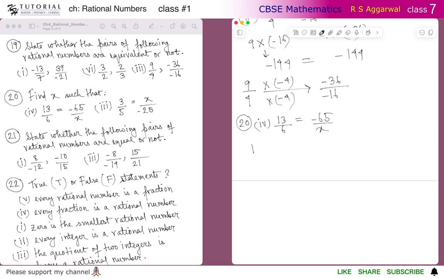So we must have 13 into x equals minus 65 multiplied by 6. This implies x will be equal to minus 65 multiplied by 6 divided by 13. And so we can cancel 13 and 65 with minus 5. So this is minus 30. So x is minus 30.